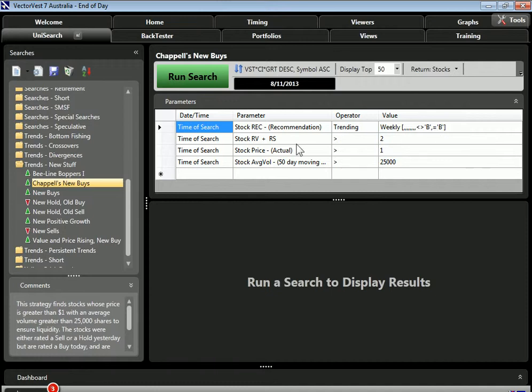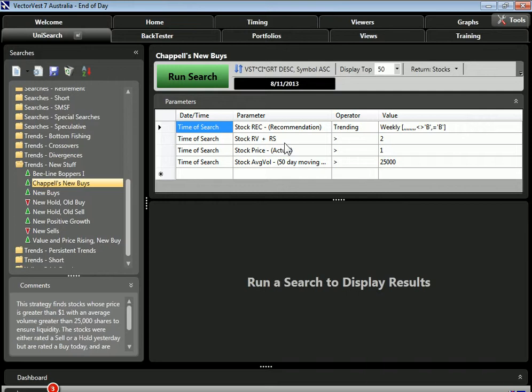In our next line of criteria, we also have a very interesting line here that says stock RV plus RS has to be greater than 2. Now, if we think about that, relative value, the upside potential of a company, is on a 0 to 2 scale, and relative safety, the consistency and predictability of financial performance, is also on a 0 to 2. When you combine those two together, the composite score would be 0 to 4.